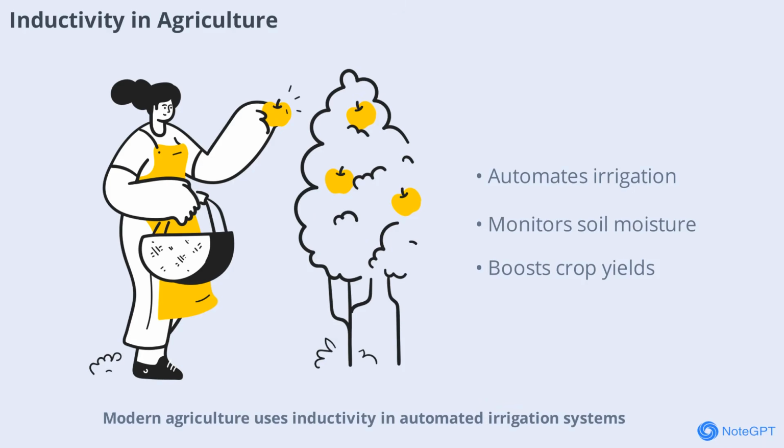Modern agriculture uses inductivity in automated irrigation systems, soil sensors, and machinery. Inductive sensors help monitor soil moisture and control equipment, improving crop yields and resource efficiency.